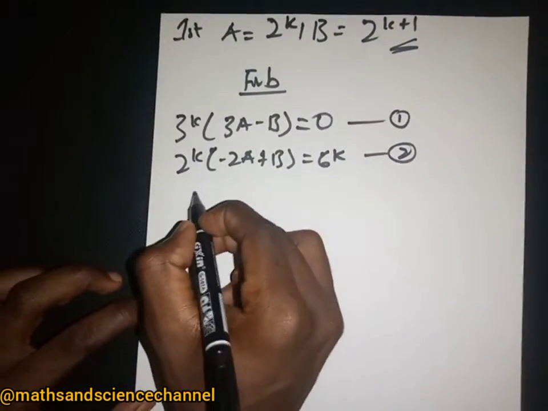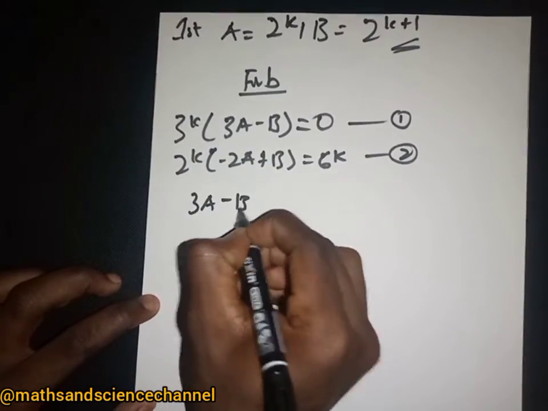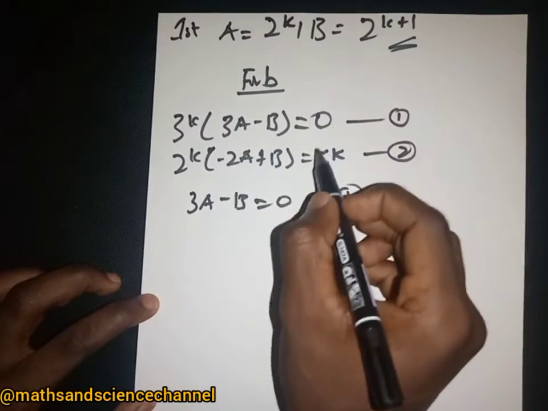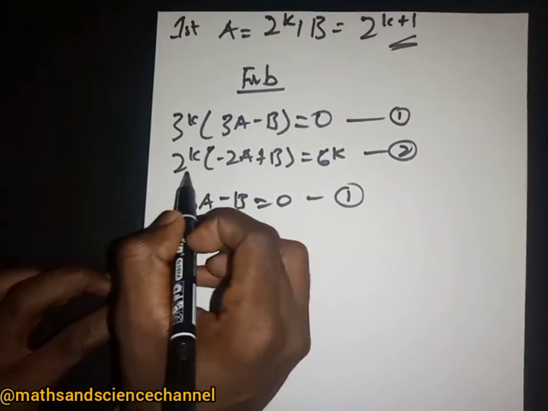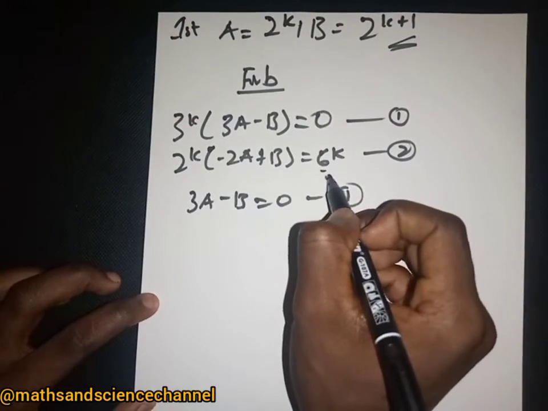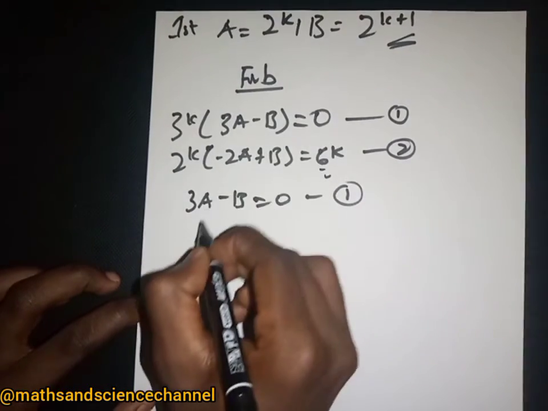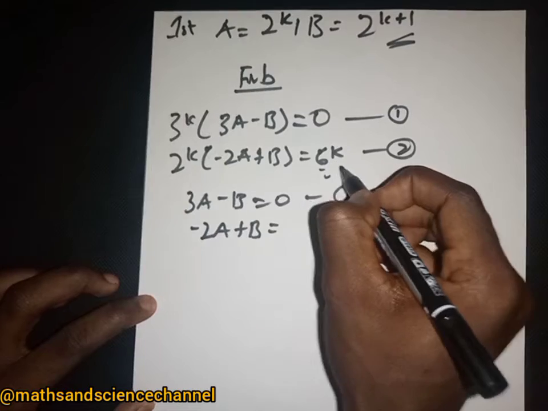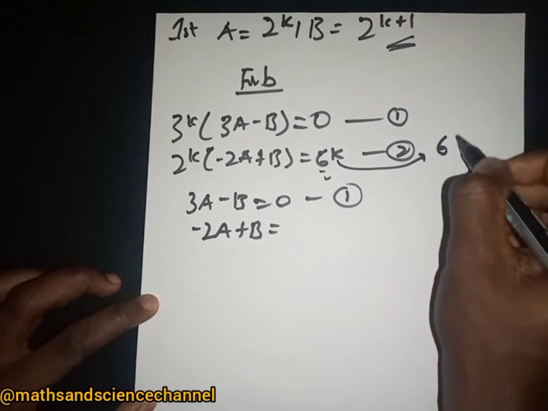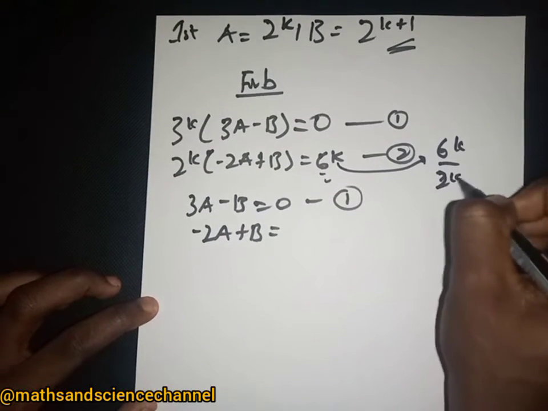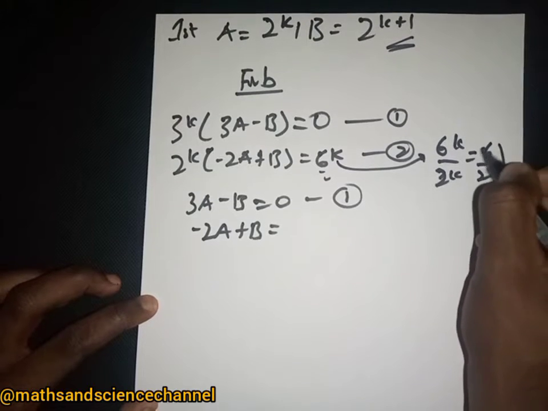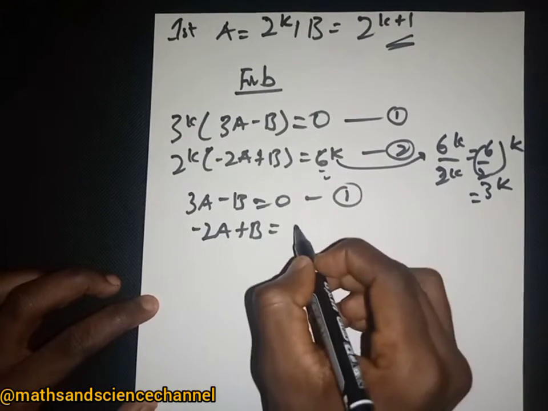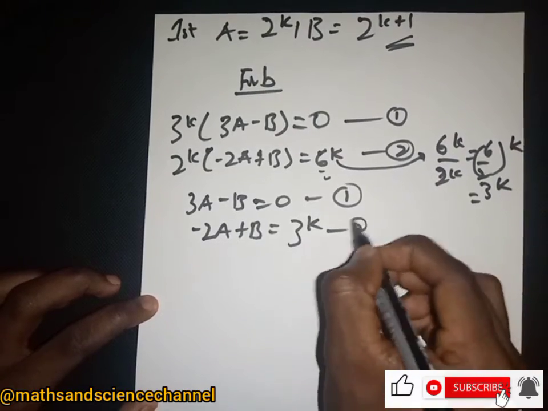Now for equation 1, we are going to have 3a minus b being equal to 0 when we send this to the other side. Now this goes to divide that, and we have minus 2a plus b being equal to 6^k divided by 2^k, which is just 6 over 2 all to the power k. So we just have 3^k, right? So we have 3 power k as equation 2.